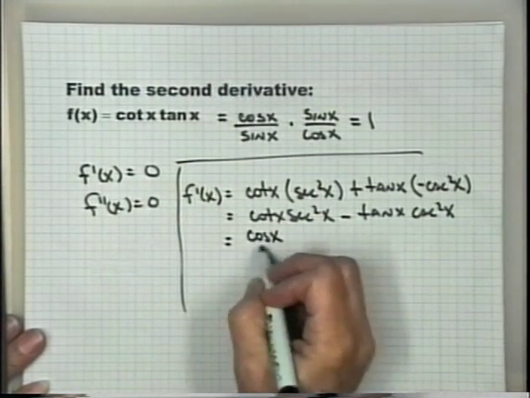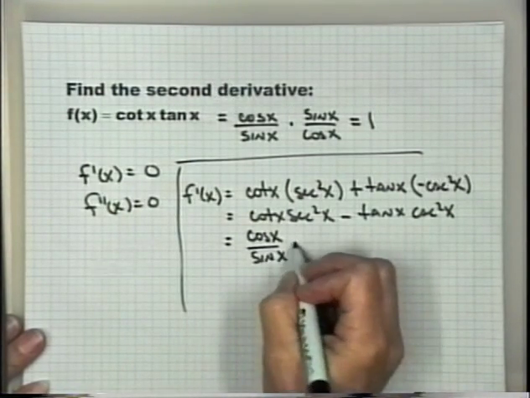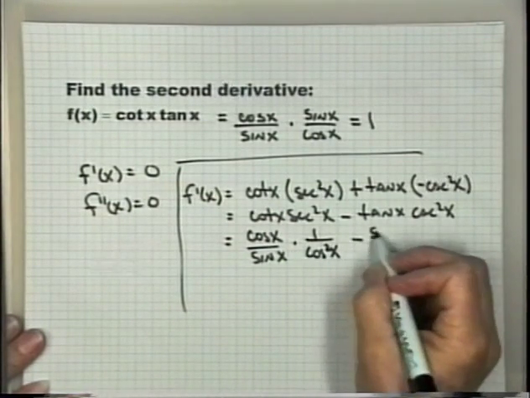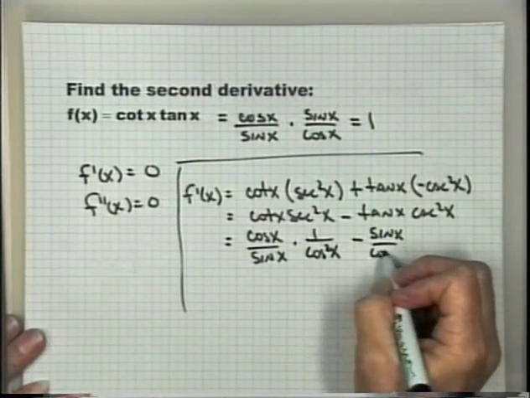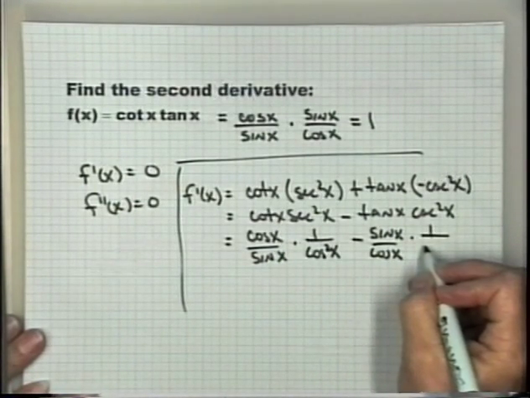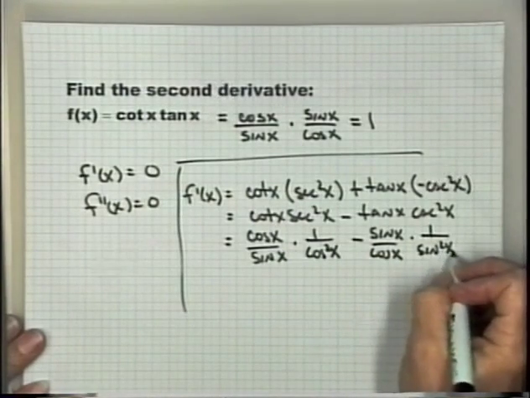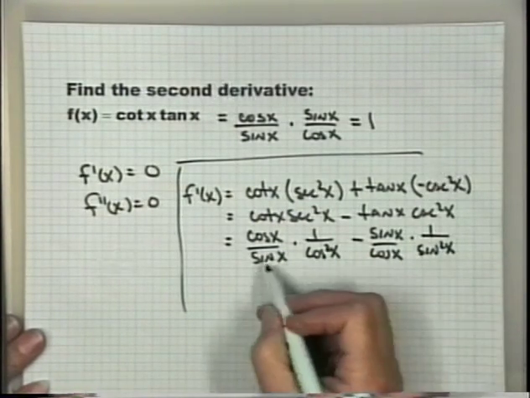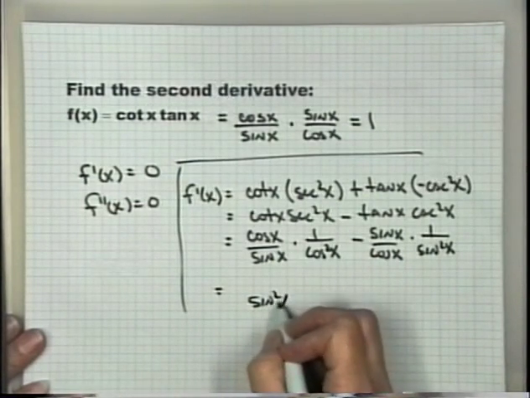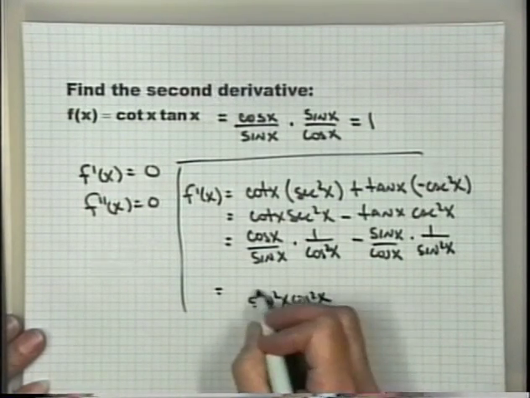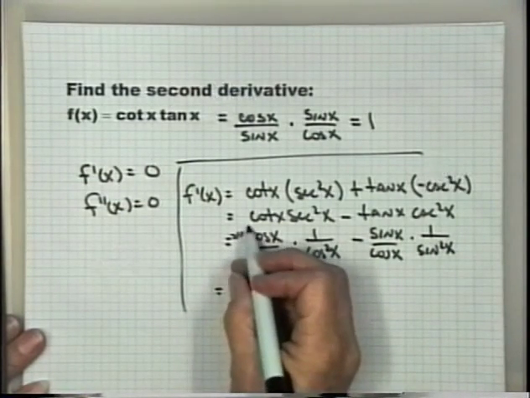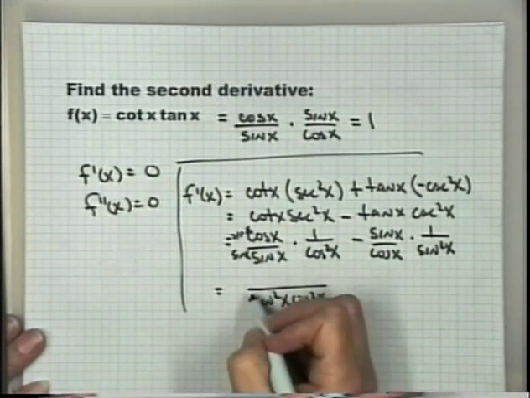Cotangent is cosine x over sine. Secant squared is 1 over cosine squared. Tangent is sine x over cosine x. Cosecant squared is 1 over sine squared x. Your common denominator would be sine squared x cosine squared x, wouldn't it? So you'd need to multiply this by a sine x over sine x.